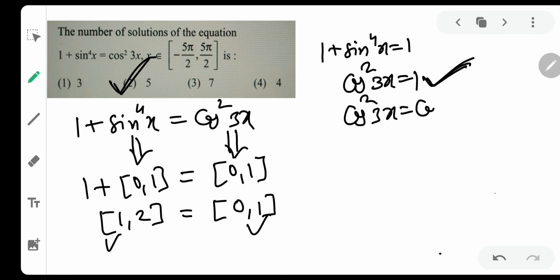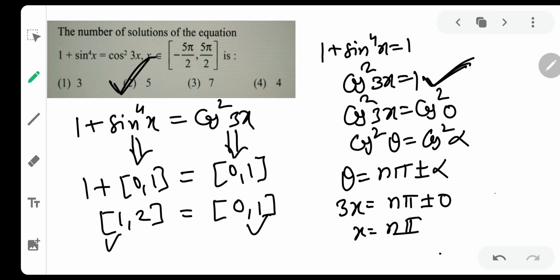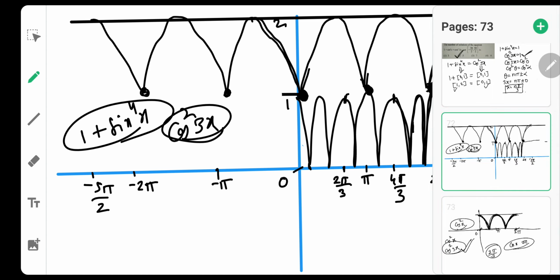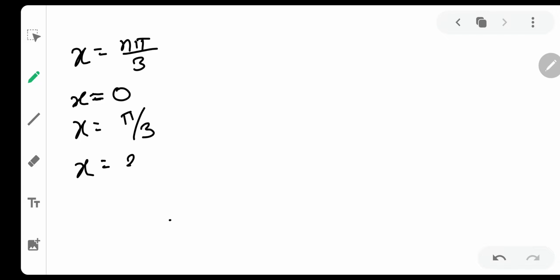Cos square 3x is equal to cos square 0. So cos square theta is equal to cos square alpha. So theta is equal to n pi plus minus alpha. Very simple. So 3x is equal to n pi plus minus 0. Therefore x is equal to n pi by 3. Okay, so the solution is x is equal to n pi by 3. Let us put down the values. Let us first put n as 0, so we will get 0, then 1, then we get pi by 3, and then we put 2, it will be 2 pi by 3.